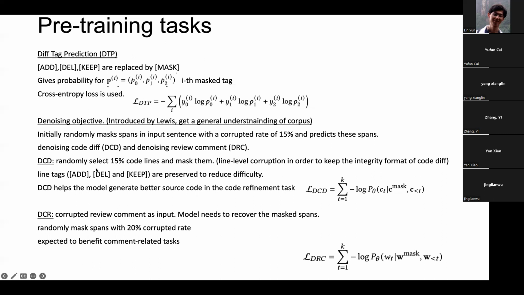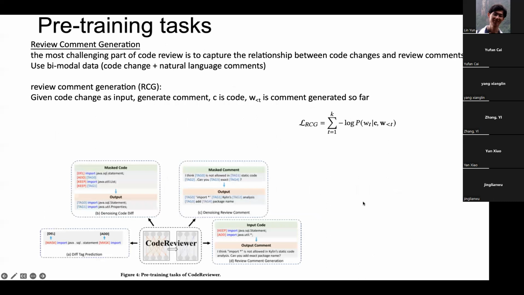So those are the 3 tasks. The first task gives you the code and its label. The second is code and code. The third is comment and comment. They have a fourth pre-training task, review comment generation. They feel this is the most challenging part because it captures the relationship between code, comment, and review comment. So they use some bimodal data, both code change and natural language, and they call this RCG.